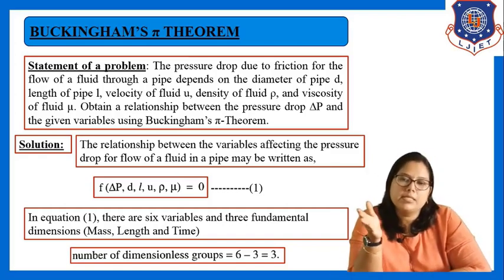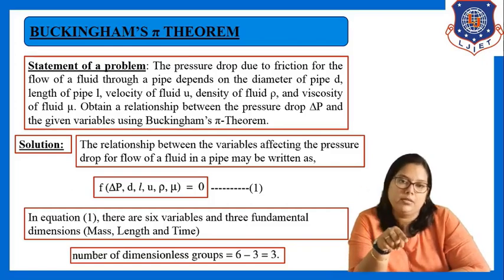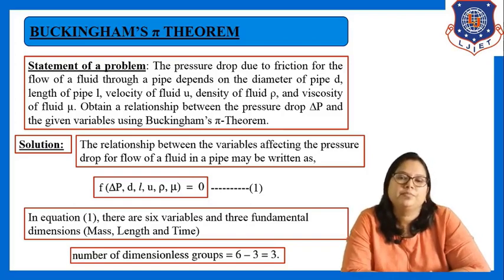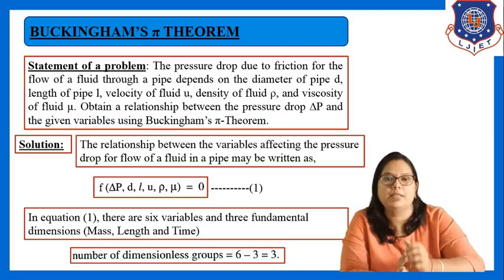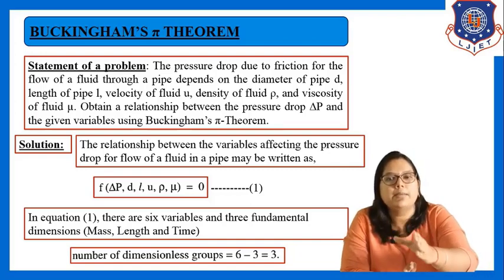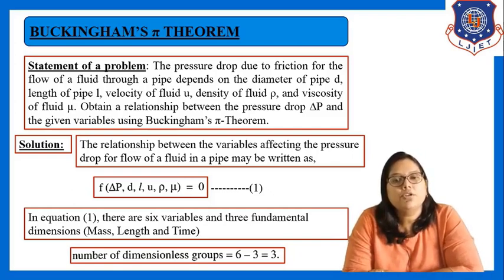Here the number of variables is 6 and the fundamental dimensions are 3. So at the end of the method, you will come up with 3 dimensionless groups, and you know it in advance by using this method. The number of dimensionless groups formed is equal to the number of variables minus the number of fundamental quantities. In this case, 6 minus 3, that means 3 dimensionless groups will form.